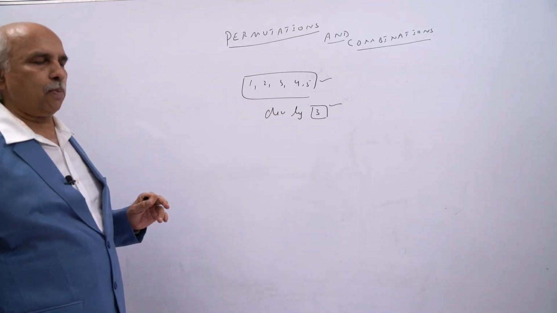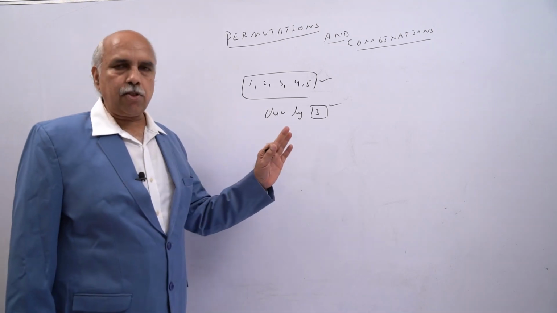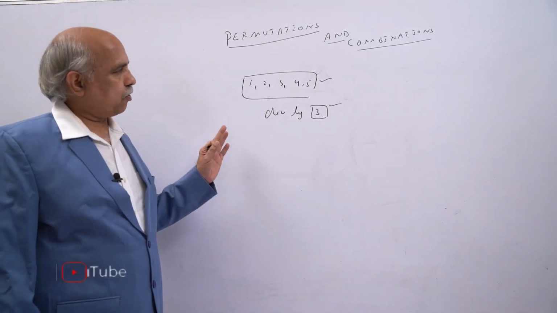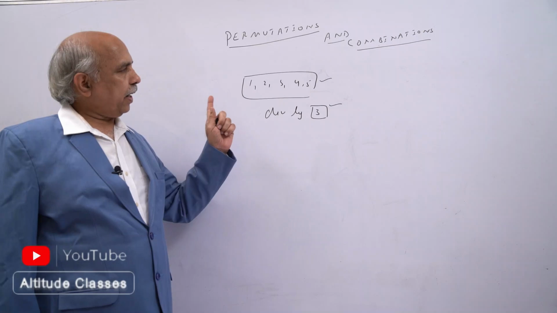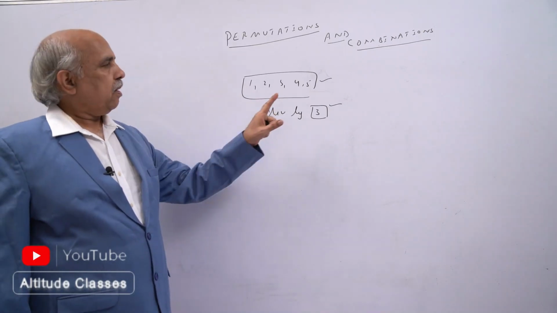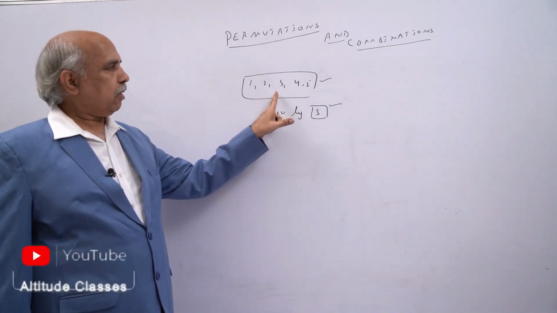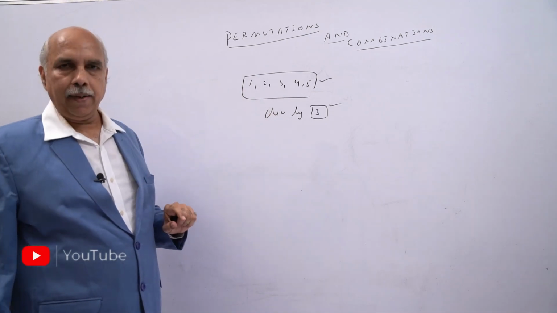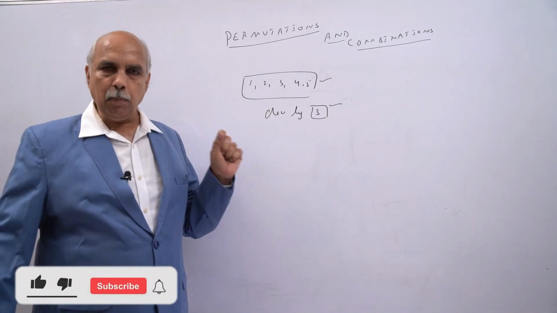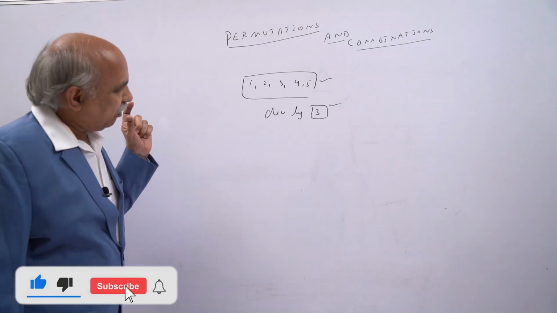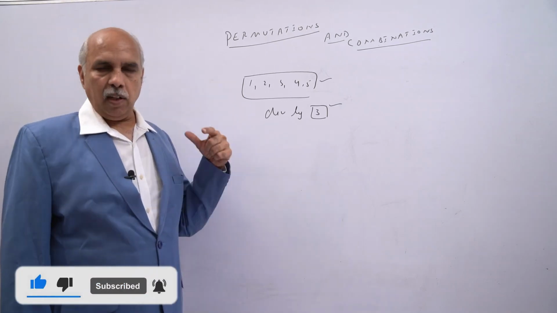What is the test for divisibility by 3? The sum of the digits should be a multiple of 3. I just try to add the numbers. 5 plus 4, 9, 9 plus 3, 12, 12 plus 2, 14, 14 plus 1, 15. The sum of the digits is a multiple of 3. Therefore, any 5-digit number which I form with this will be divisible by 3.